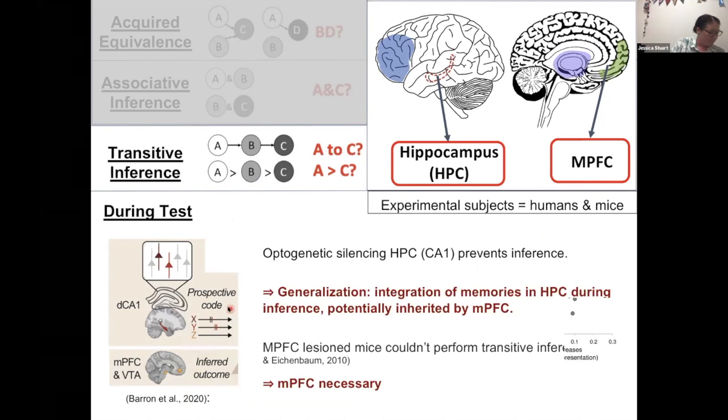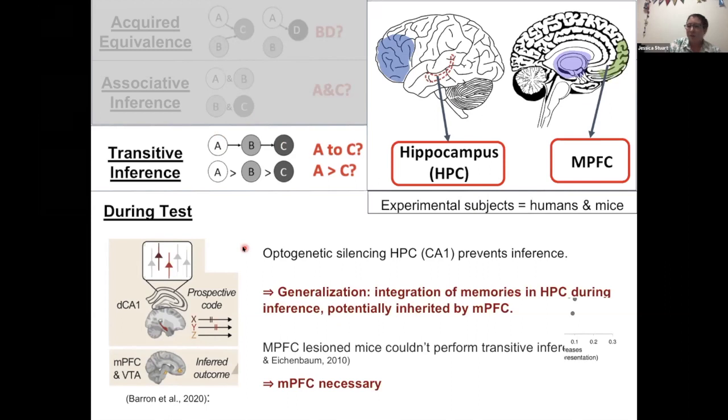So hang on. A different way that we can look at generalization is to look at transitive inference. This is the one where, for example, you learn that A goes to B and that B goes to C. And the inference, if you make it, would be therefore that A goes to C. And Helen from our GAC has done some recent work with this kind of task.